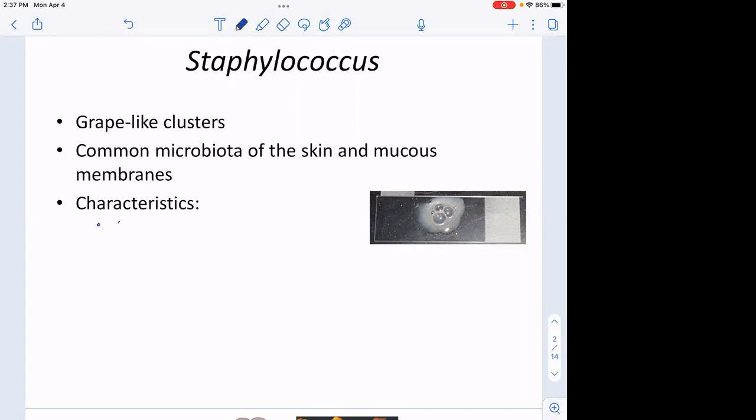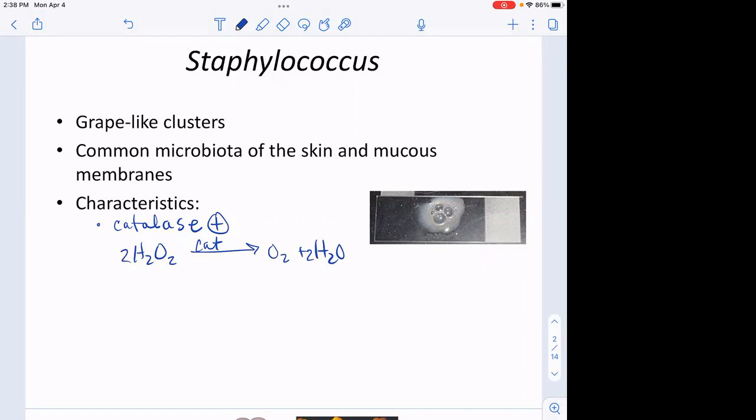What characteristics do we commonly see? They make an enzyme called catalase. We've talked about the importance of catalase as a detoxifying enzyme for the peroxide that can be produced as a normal part of aerobic respiration. If organisms can produce catalase, they can detoxify that, and what you end up with is water and oxygen. Let me balance that.